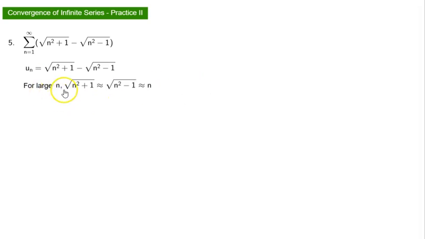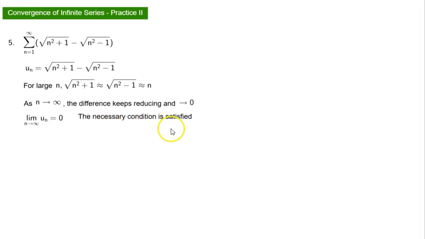So as n keeps going towards infinity, the difference between these two goes to 0. For large n, square root of n square plus 1 is approximately equal to square root of n square minus 1, and in turn approximately equal to n. So as n goes to infinity, the difference keeps reducing and tends to 0. So limit as n goes to infinity of u sub n is equal to 0. That means the necessary condition is satisfied.